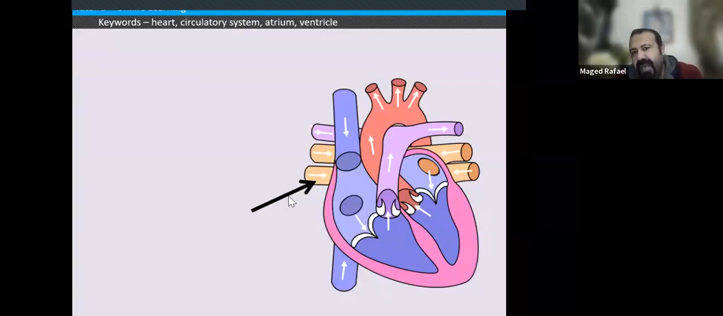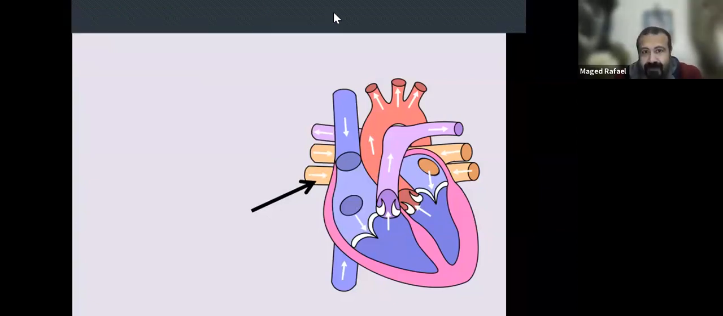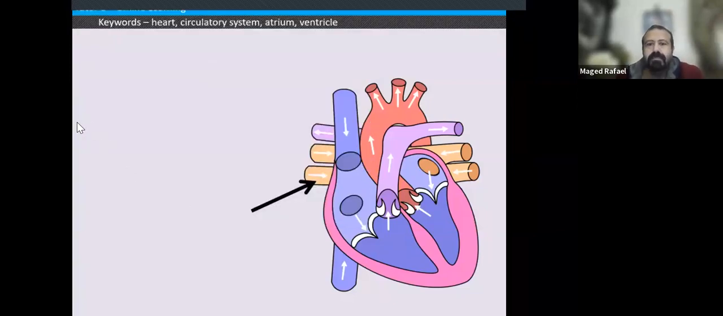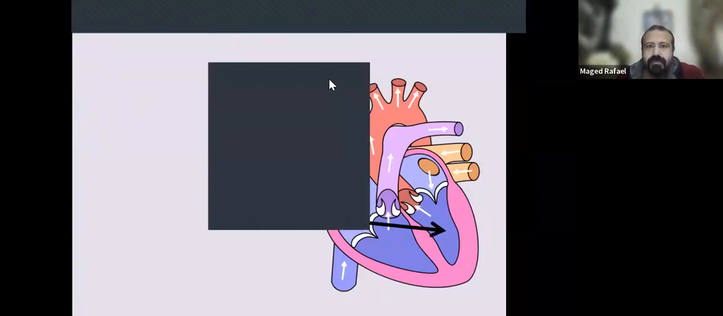I'm sorry about the arrow on this side, but I'm trying to check your understanding. This is the pulmonary vein. This is the pulmonary vein. Okay. What about this one? Can you see the arrow now? Rakan, can you see the arrow now?